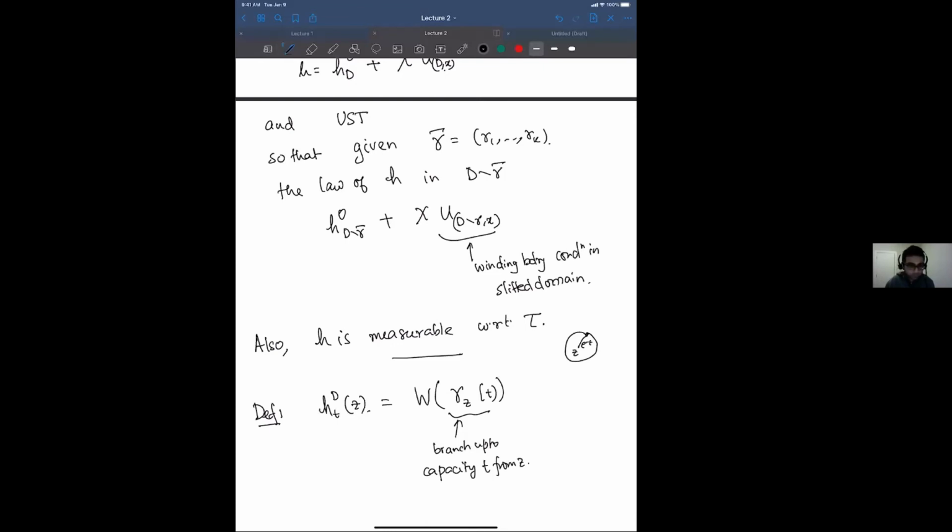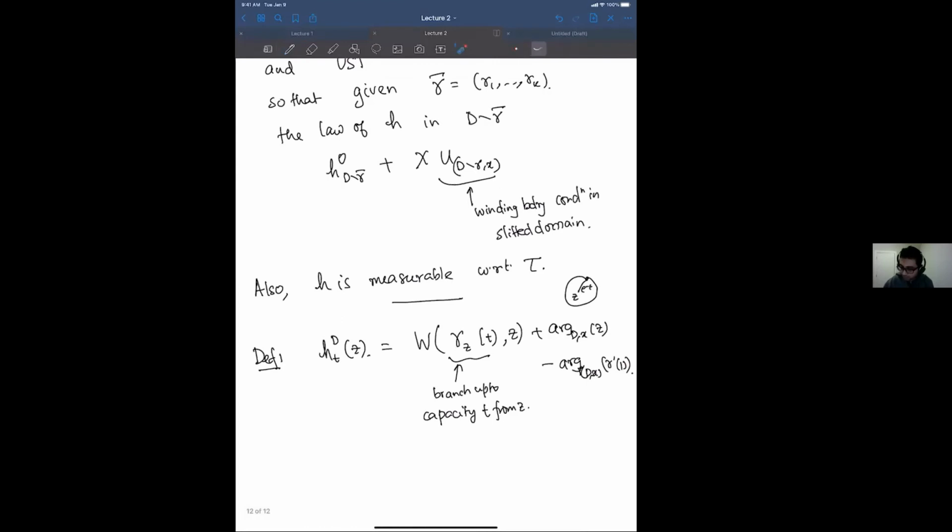Okay. The real definition is not super important at this point. So it's the winding of this curve up to time t seen from Z plus the argument. This definition simply emulates the intrinsic winding boundary condition, the intrinsic winding definition. Okay, so it's an emulation of that, and it's also truncated at a ball of radius e to the minus t.